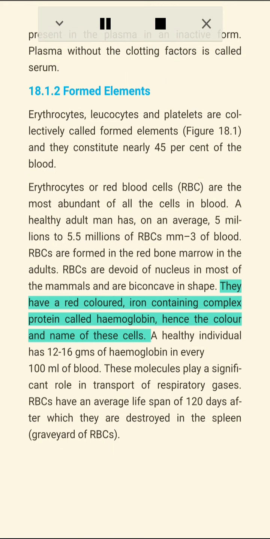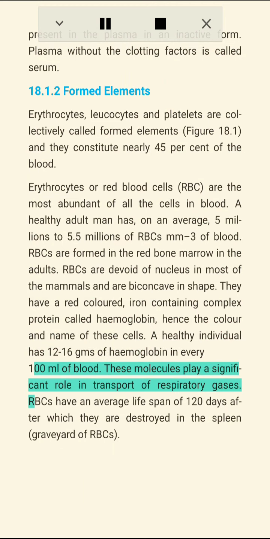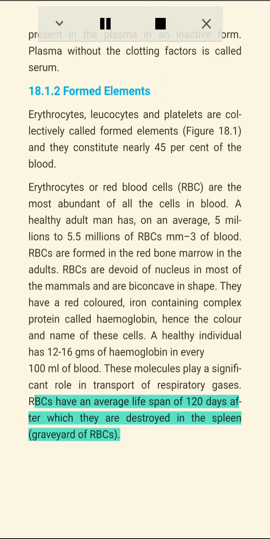RBCs are devoid of nucleus in most of the mammals and are biconcave in shape. They have a red-colored, iron-containing complex protein called hemoglobin, hence the color and name of these cells. A healthy individual has 12 to 16 grams of hemoglobin in every 100 milliliters of blood. These molecules play a significant role in transport of respiratory gases. RBCs have an average lifespan of 120 days, after which they are destroyed in the spleen, the graveyard of RBCs. Figure 18.1 Diagrammatic representation of formed elements in blood.